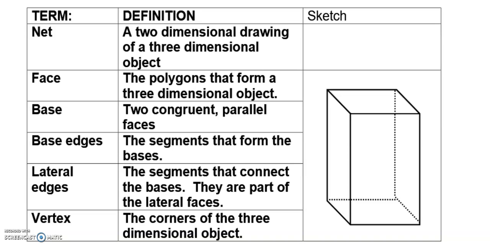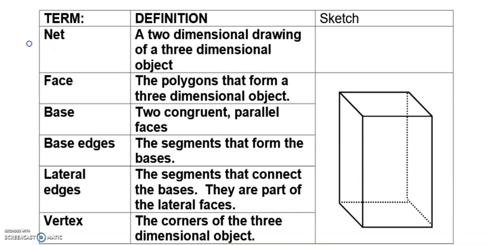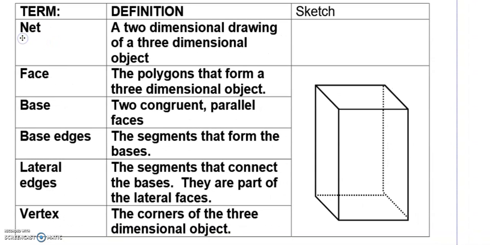Okay, today we're going to be going over the vocabulary for nets. We're going to go ahead and start off with the first term, which is net. It's a two-dimensional drawing of a three-dimensional object. In other words, you're going to take like a box, and if you cut all the edges and you laid it out flat, that would be a net.